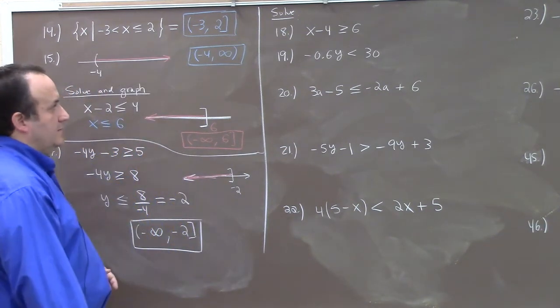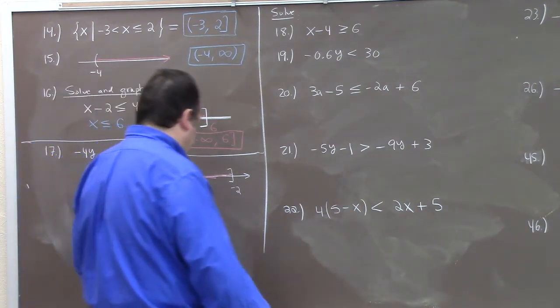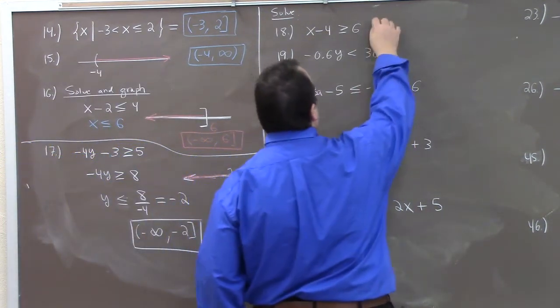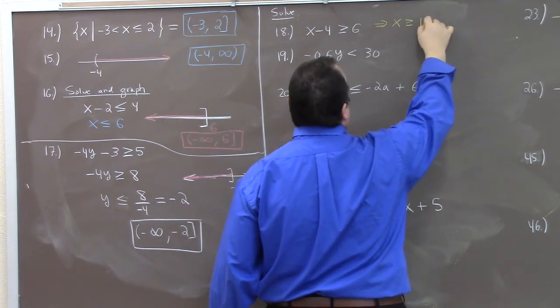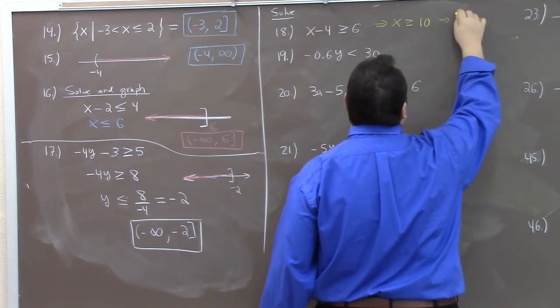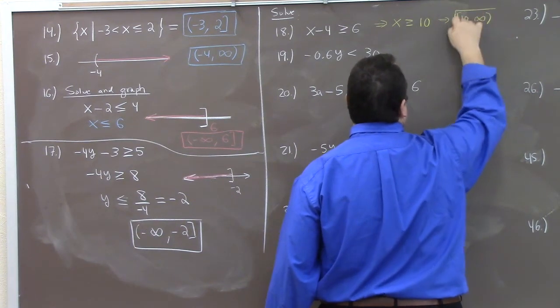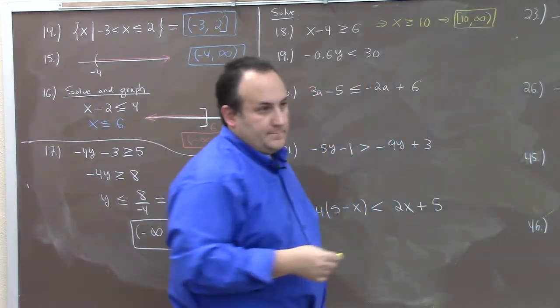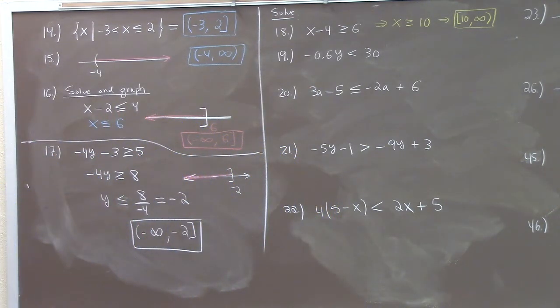Okay. Let us continue. Number 18, solve. We get what? X greater than or equal to 10, which gives me the interval 10 included to infinity. So there's your answer, 10 to infinity. Again, we're working on the test review at the end of chapter 1 if you're joining us just now.